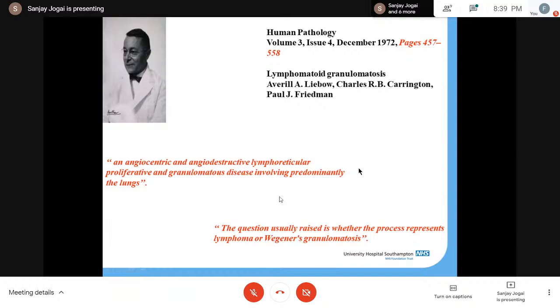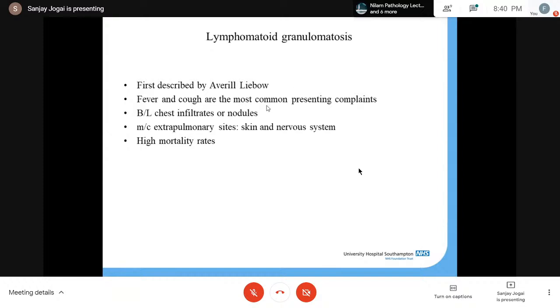And the take-home messages from his entire article was basically that LYG is an angiocentric and angiodestructive lymphoreticular, proliferative and granulomatous disease involving predominantly the lungs. The question usually raised is whether the process represents lymphoma or Wegener's granulomatosis. Now, fever and cough are the most common presenting complaints. You usually see bilateral chest infiltrates. Most common extrapulmonary sites are skin and nervous system, and mortality rate is very high.